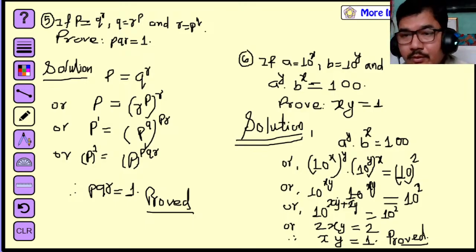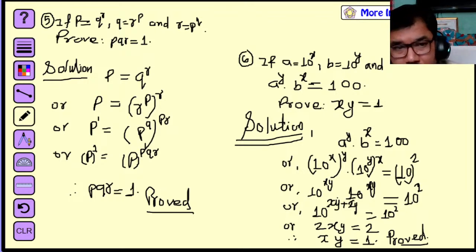Now I hope you understood this question. Question number 5 and 6 are also solved in a similar way. Now look here, I am going to give you another type of question, that is question number 7.